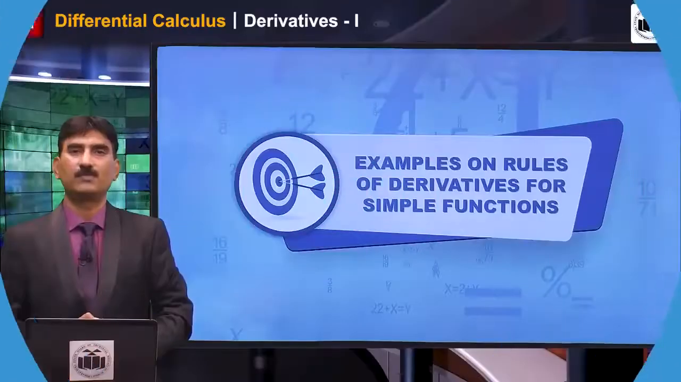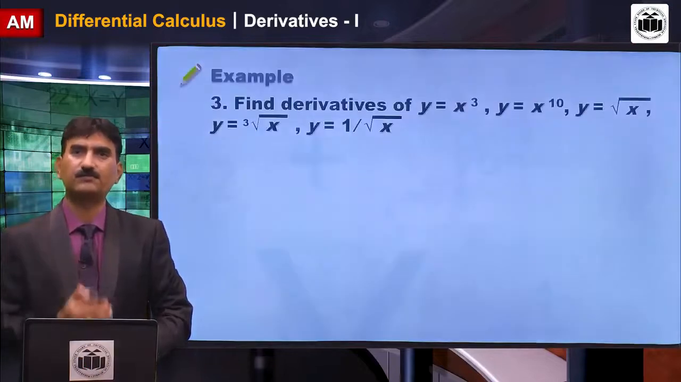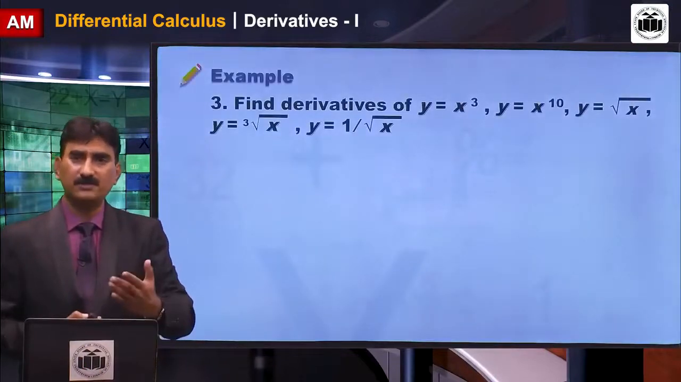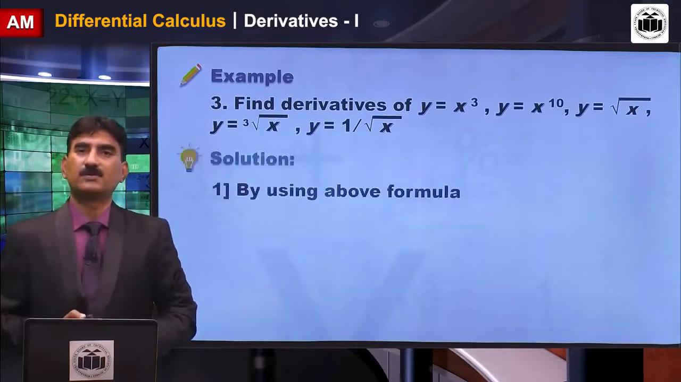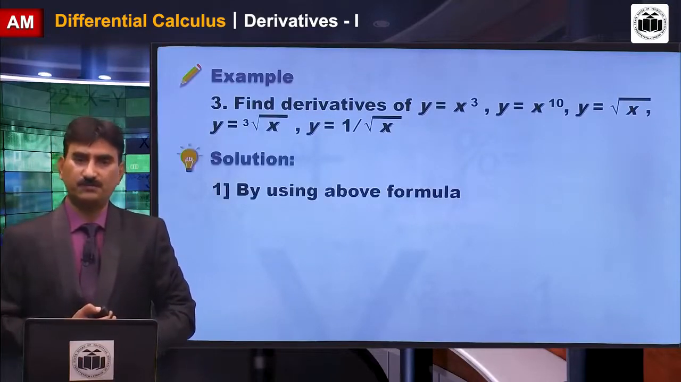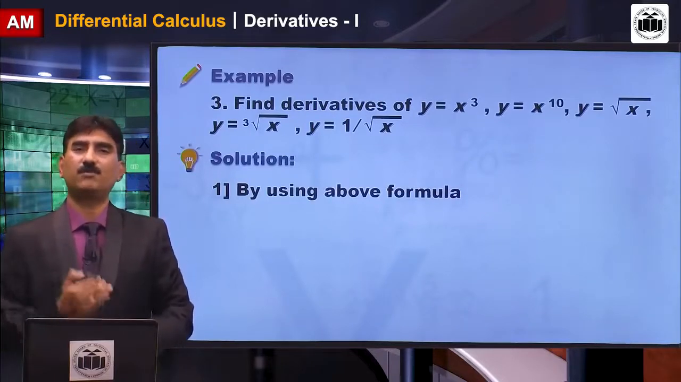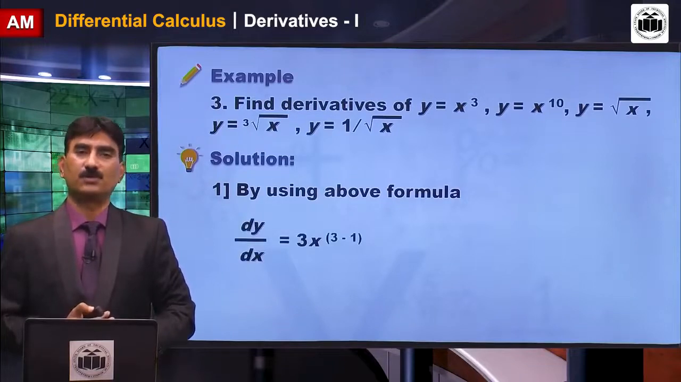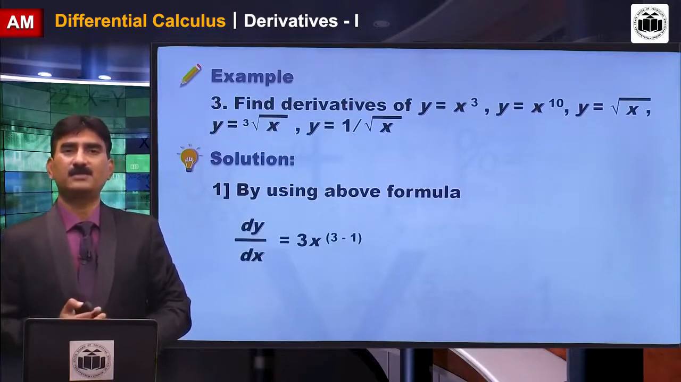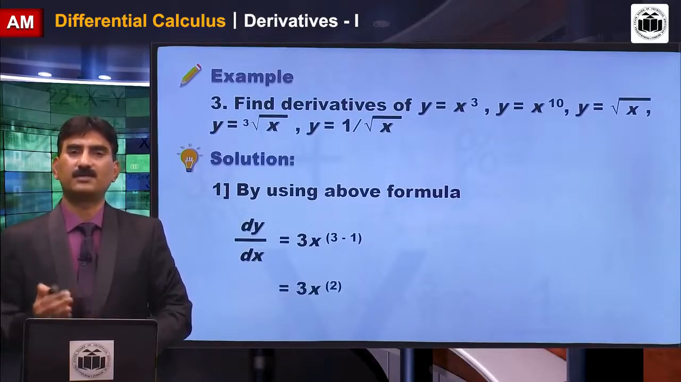Now, examples on rules of derivatives for simple functions. So we already solved such type of examples. Derivative of x cube. Now you tell me what is the derivative of x cube. Good. dy by dx is equal to 3 into x raised to 3 minus 1, that means 3x square.